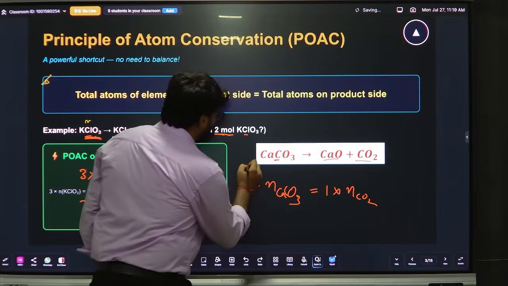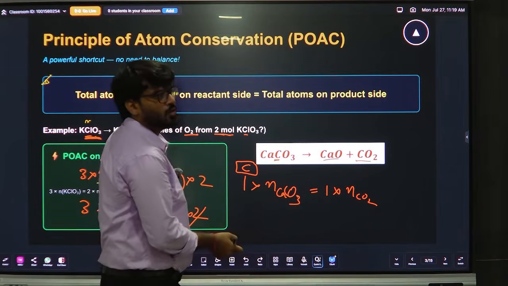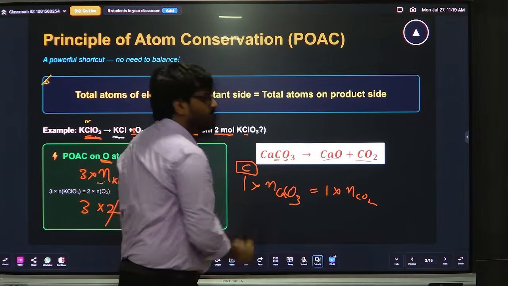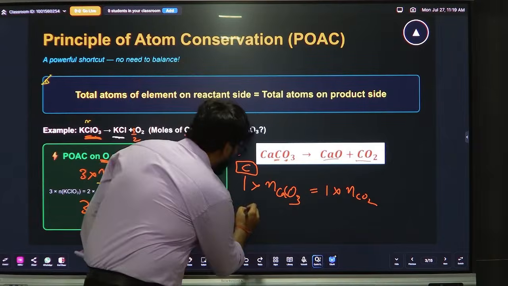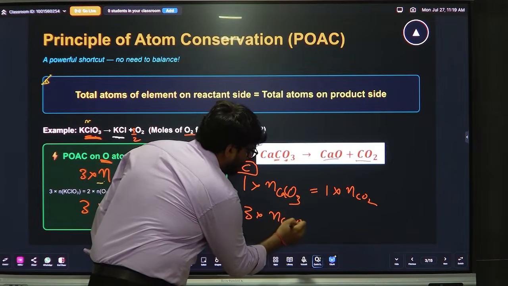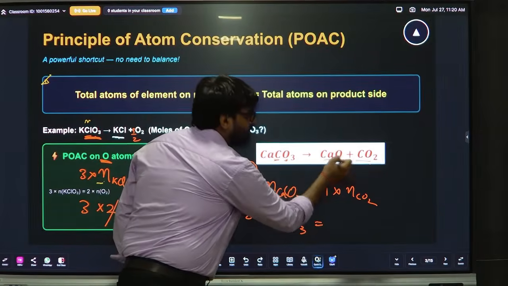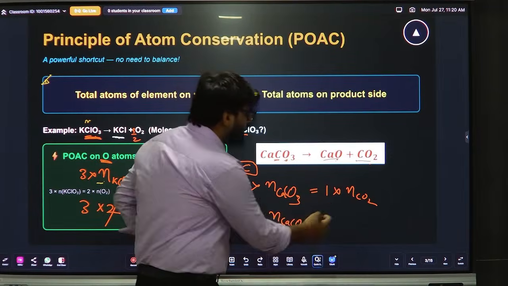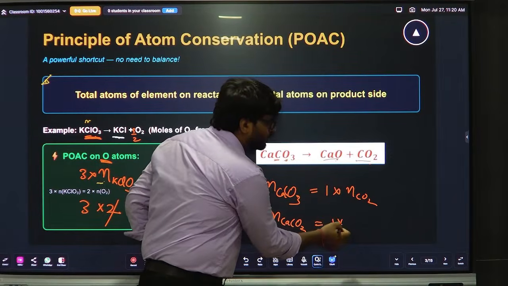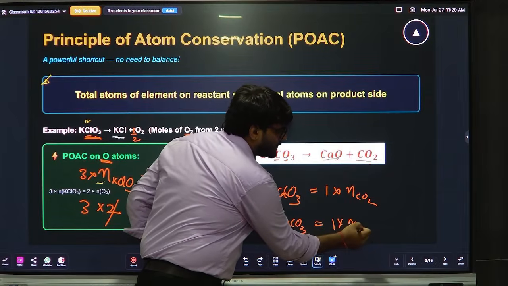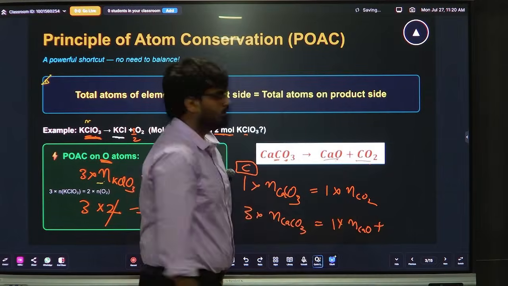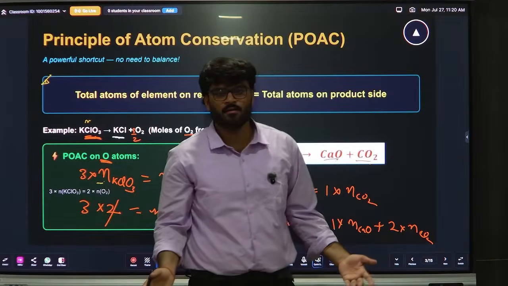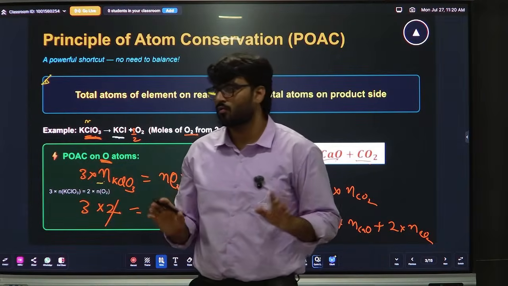Similarly, this is for carbon. Let's say I have to balance oxygen now. So again, how many oxygen do I have here? In one, 3. So 3 into number of mole of calcium carbonate is equal to, in here I have oxygen, in here also and here also. So I have to consider both the things, right? So what should I write? Tell me. 1 into number of mole of CO, very good, plus 2 into number of mole of... fine? Yes or no? Okay.